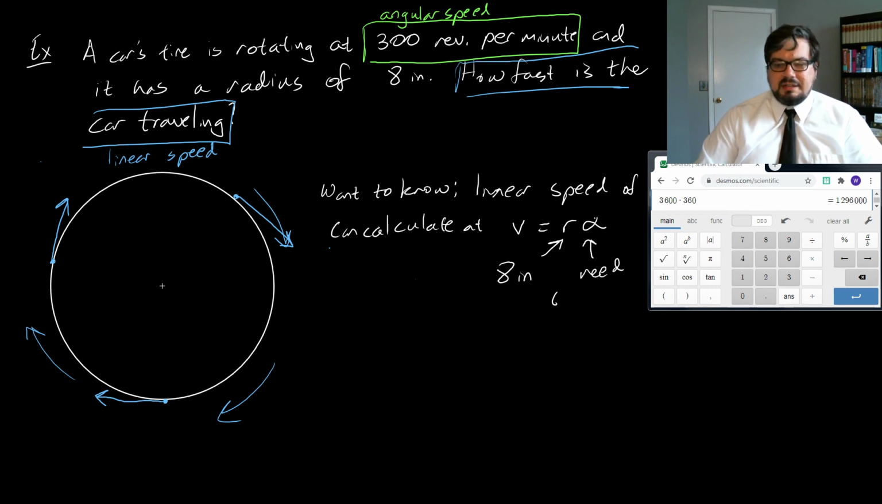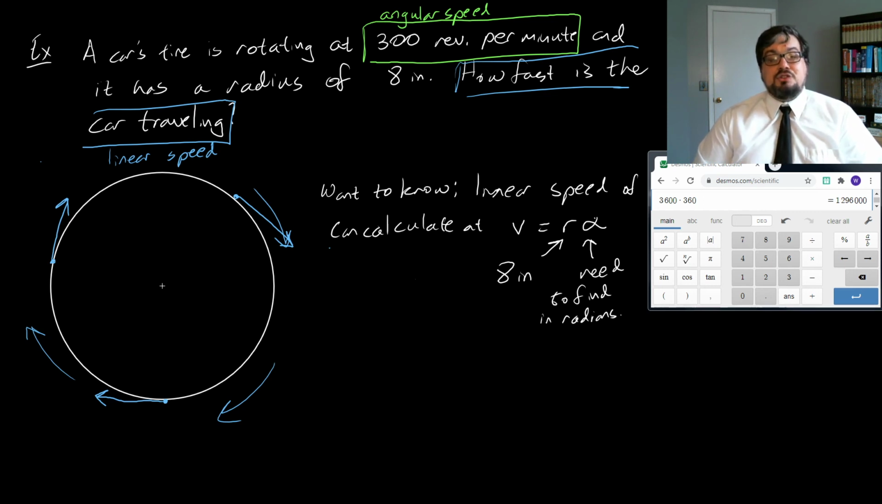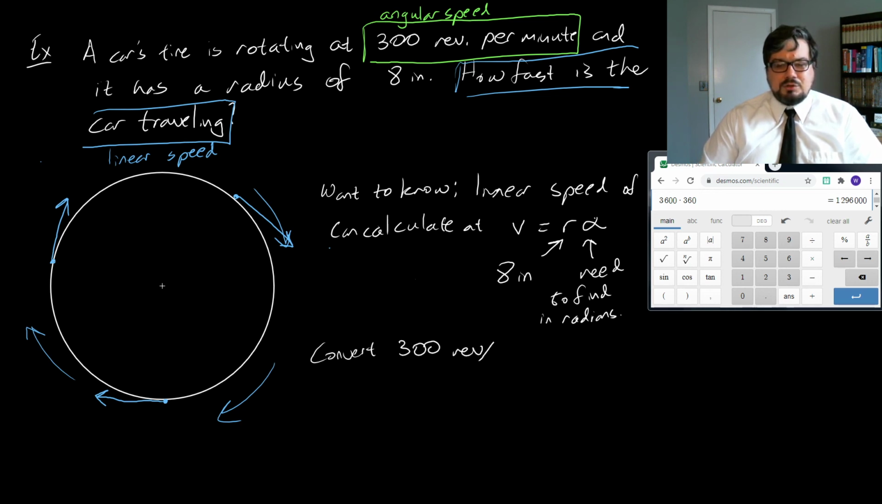So now we need to find alpha, the angular speed. And in particular, we need to find the angular speed in radians. So the first thing we're going to need to do is to convert the angular speed information that the problem is giving us into an angular speed in terms of radians, not revolutions. So we need to convert 300 revolutions per minute into radians per minute.